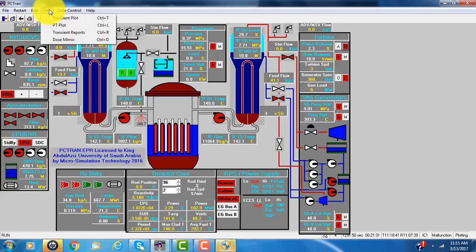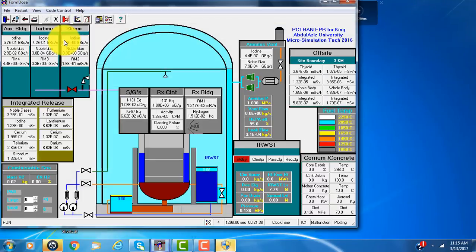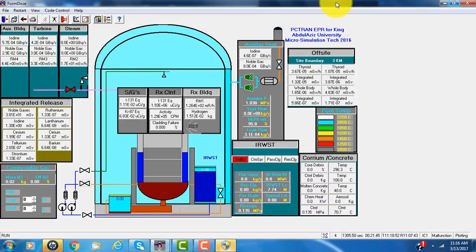And if I click here, view, and dose mimic, you'll see the containment display. For EPR, there is a double containment, there are two layers. Inside is a steel liner, the outside the reinforced concrete. And if you have some major, see here's the coolant loss to the reactor building. And all the radiation monitors and the containment conditions are simulated here.